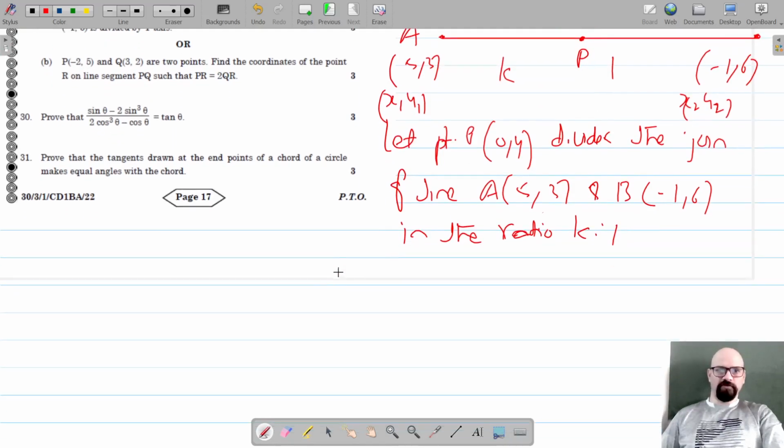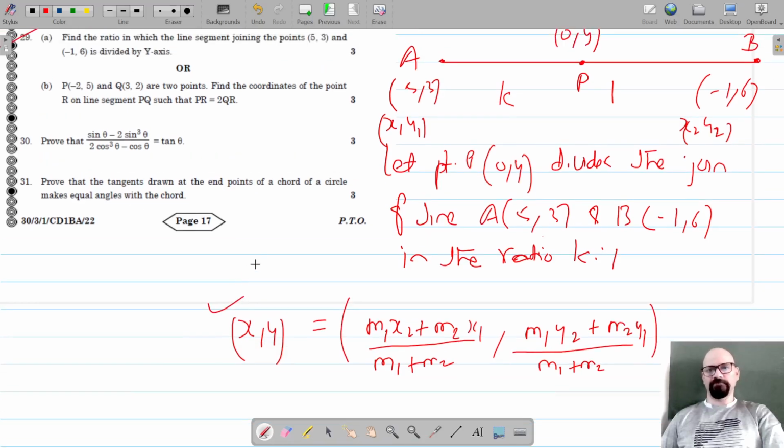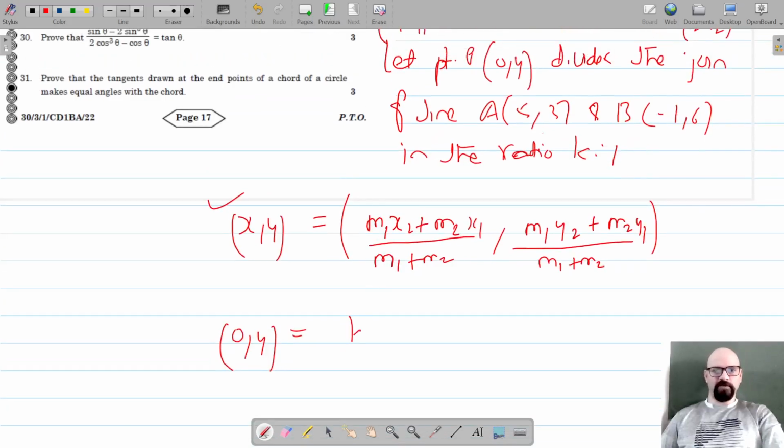Now if we use the section formula, the section formula says that the coordinates of the point are x equals m1 x2 plus m2 x1 upon m1 plus m2, and y equals m1 y2 plus m2 y1 upon m1 plus m2. Now x comma y are the coordinates of P. So the x coordinate is 0, so this is 0 comma y.